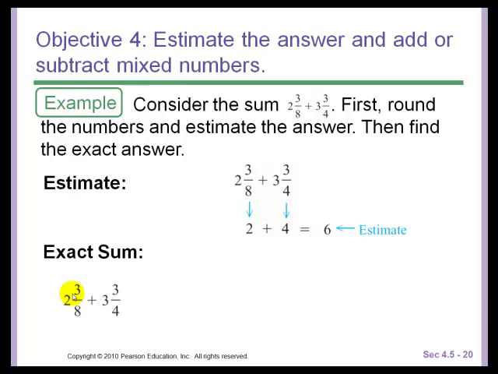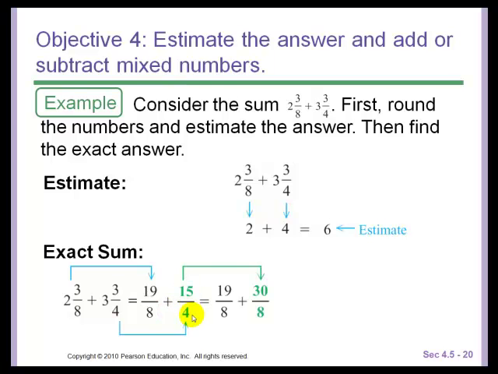Our exact sum. Now again, if you want to leave these as mixed numbers and just add them as mixed numbers, you can, but you have to be very careful with that. It is easier to just convert them to improper fractions. Then we find a common denominator, which is 8, so I have to multiply top and bottom by 2, and I get 30 over 8. Then 19 plus 30 is 49 over 8, which simplifies to 6 1/8.